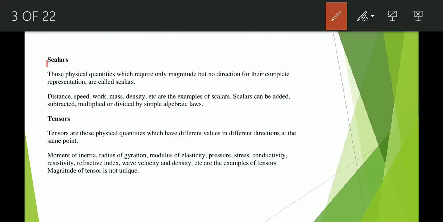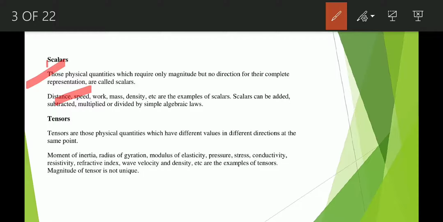Scalars: those physical quantities which require only magnitude but no direction for their complete representation are called scalars. Distance, speed, work, mass, density, etc. are examples of scalars. Scalars can be added, subtracted, multiplied, or divided by simple algebraic laws.